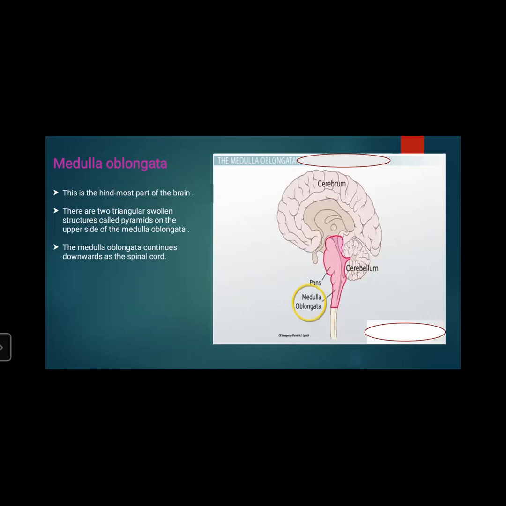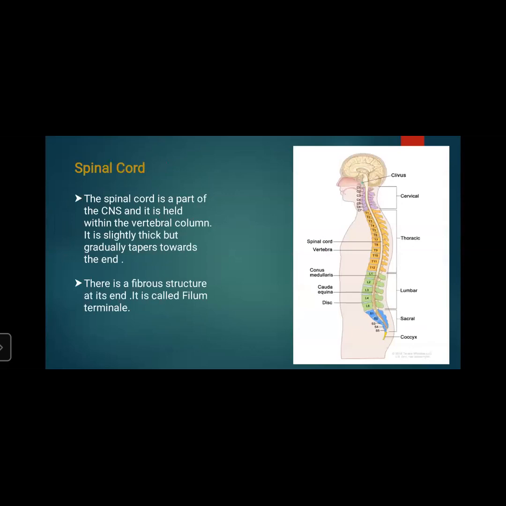Medulla oblongata, this is the hindmost part of the brain. There are two triangular swollen structures called pyramids on the upper side of the medulla oblongata. The medulla oblongata continues downwards as the spinal cord. Now the spinal cord. The spinal cord is the part of the central nervous system and it is held within the vertebral column. It is slightly thick but gradually tapers towards the end. There is a thread-like fibrous structure at its end. It is called the filum terminale.